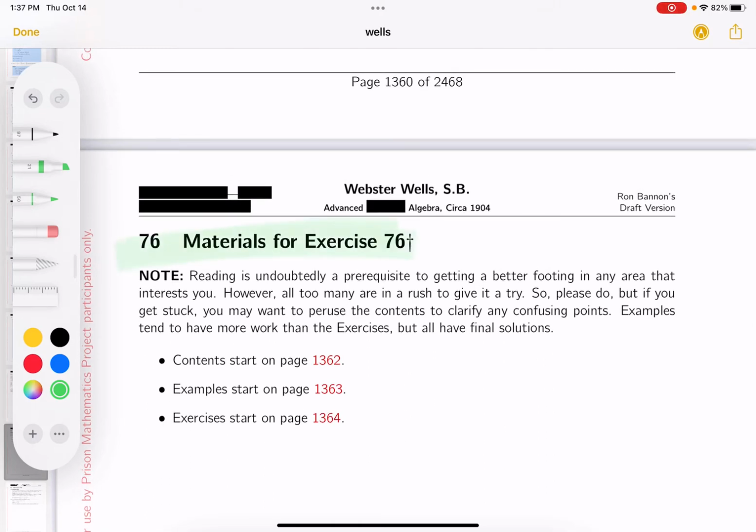Okay, we're in section 76. Every section pretty much looks the same in the beginning, right? We have contents for you to read over, examples for you to consider, and then exercises for you to do.